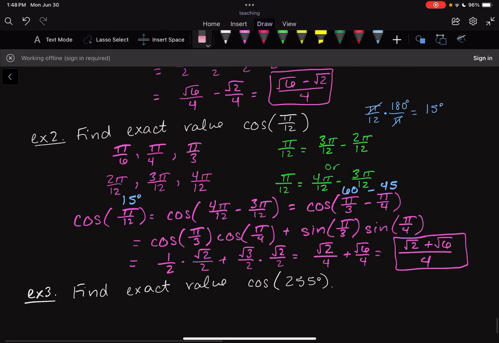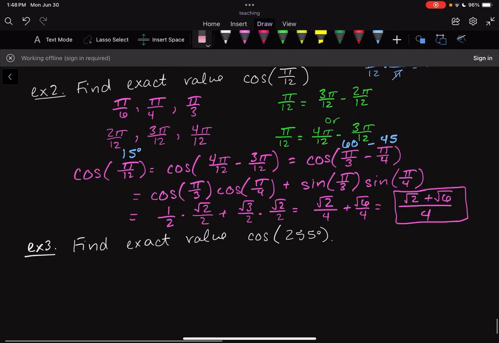Example 2, you can't really add to get to such a small angle, so that's why we decided to subtract instead. Really, I would say that if your angle is smaller than 30, 45, or 60, or pi over 6, pi over 4, pi over 3, if it's smaller than one of those, you're probably going to try to subtract to get to it. If it's bigger, you'll probably just try to add. So you'll probably be adding more than subtracting for these types of problems.